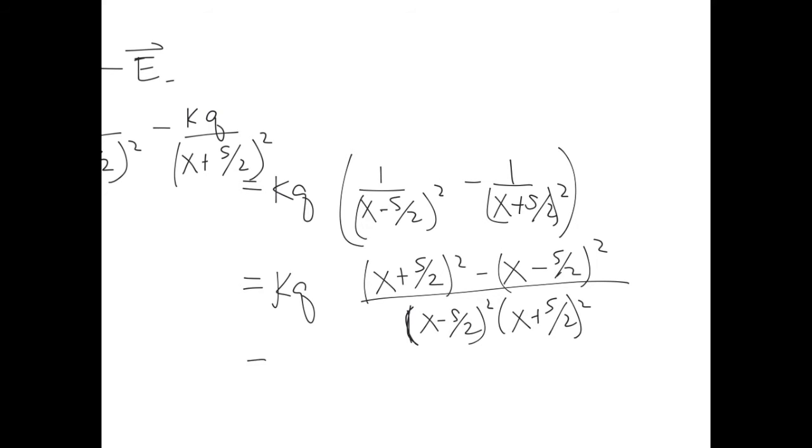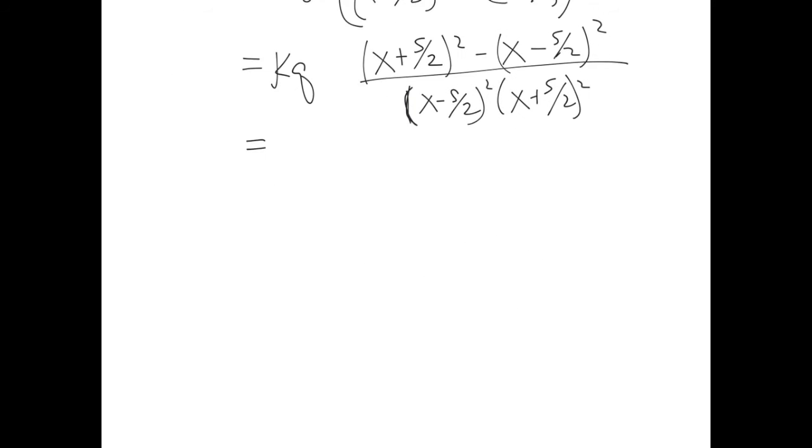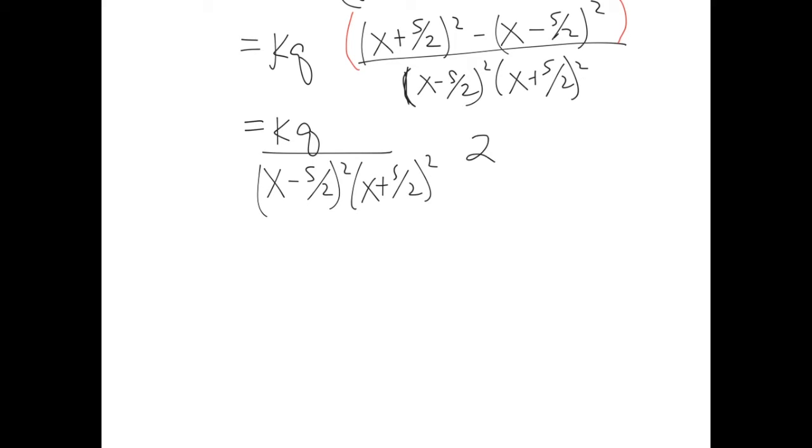So we can expand the stuff on top. So if I just put this stuff out here, that stuff on top, this bit here, you can double check this if you like. I'm going to save us some time. It's going to simplify down to 2xs.